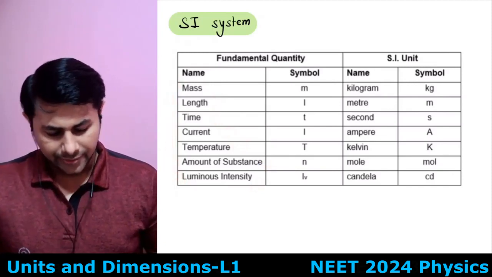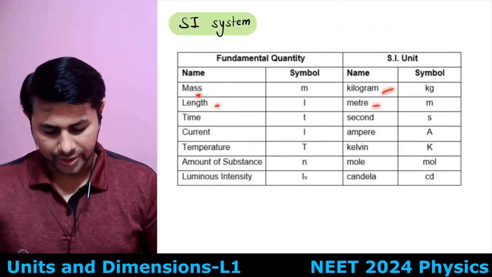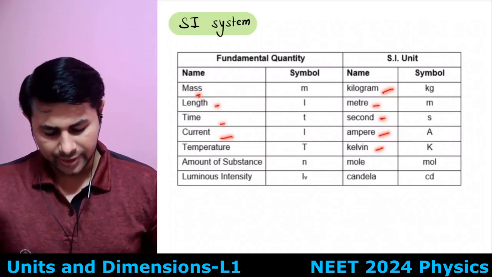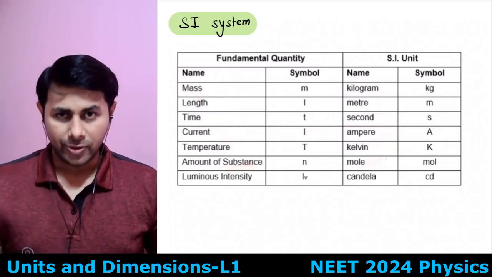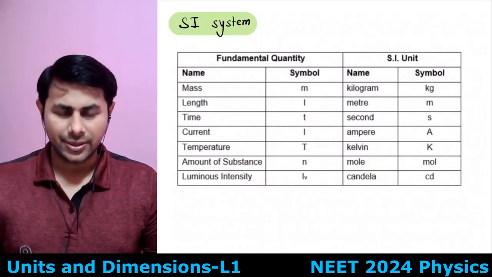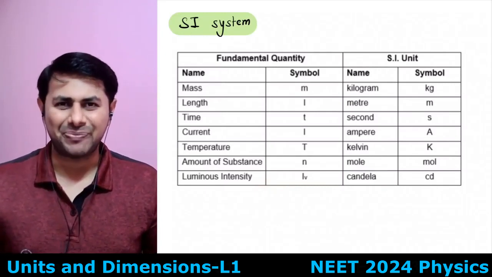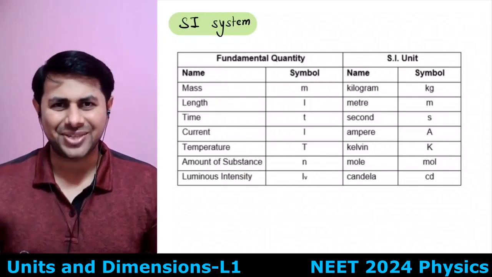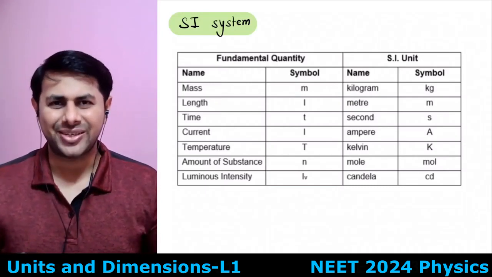Their units are kilogram for mass, meter for length, second for time, ampere for electric current, Kelvin for temperature, mole for amount of substance, and candela for luminous intensity. Out of these, we'll stick with length, mass, and time for mechanics, because for the next few days we are going to study mechanics only. But for this chapter, we need to know units of all physical quantities.